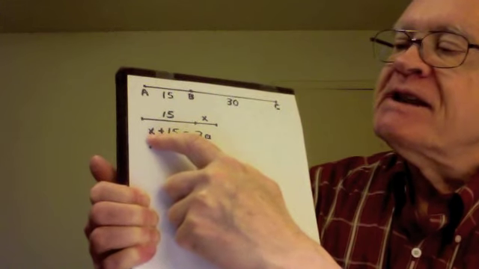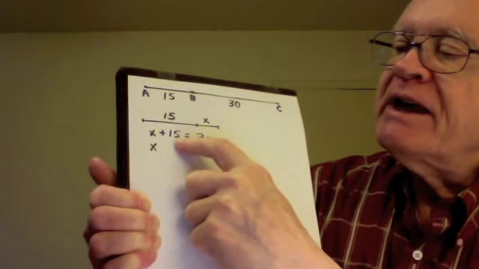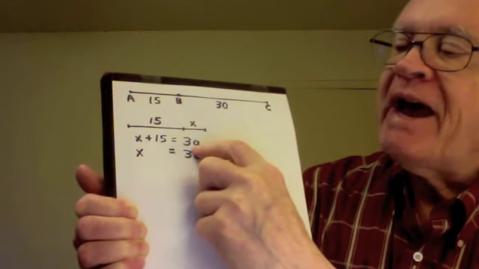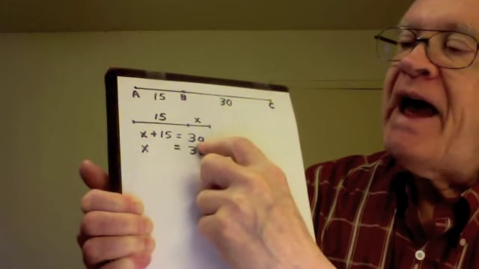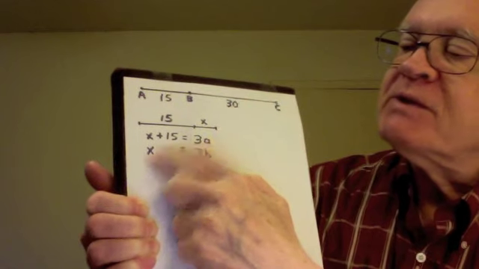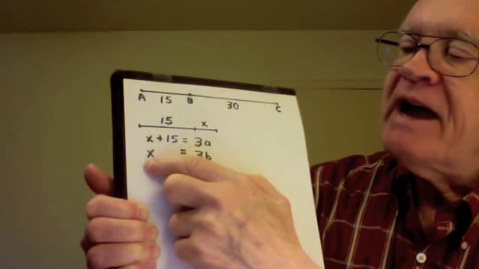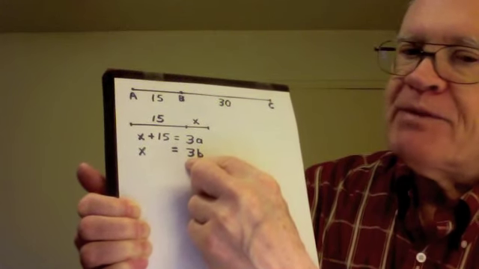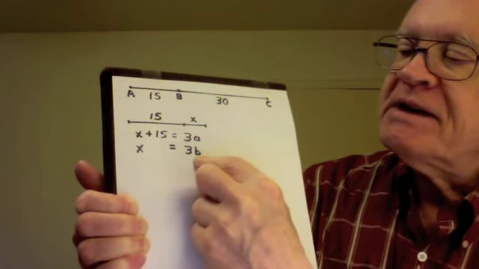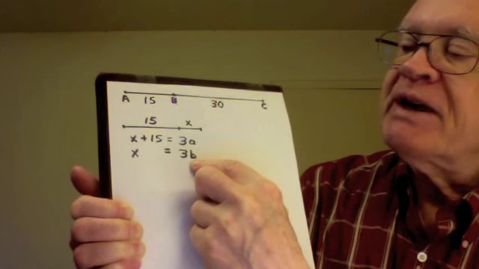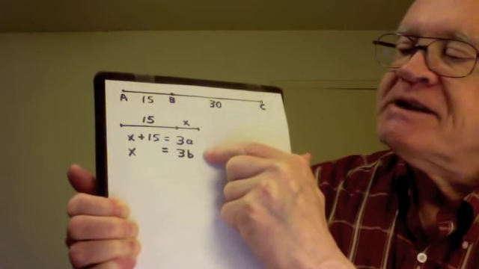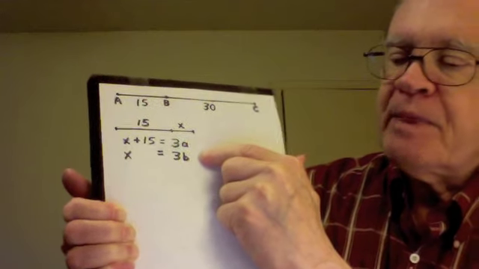Alice's distance, x plus 15, equals her time, 3 seconds, times her rate a, and Betty's distance, which was only x, equals the time, the same time, 3 seconds, times Betty's rate, b. So we have x plus 15 equals 3a, x equals 3b.